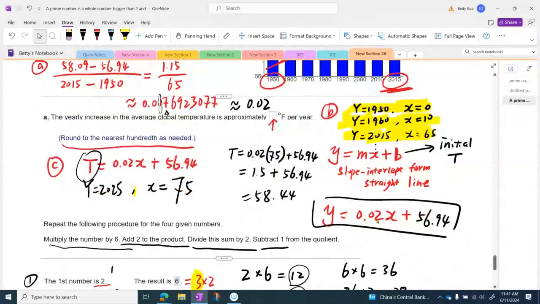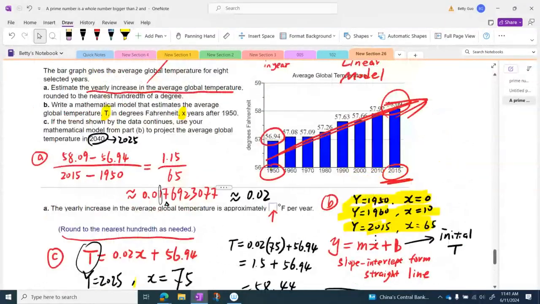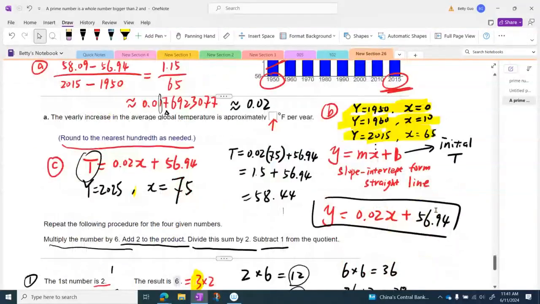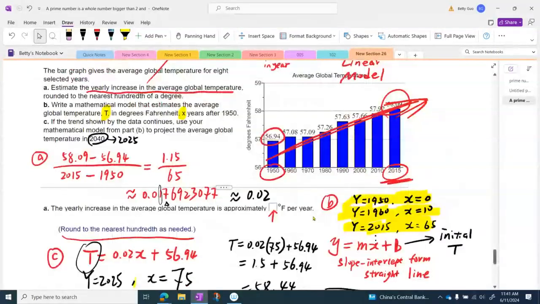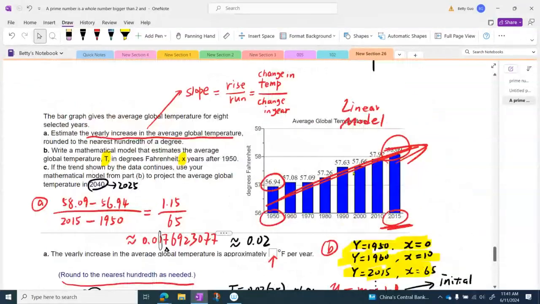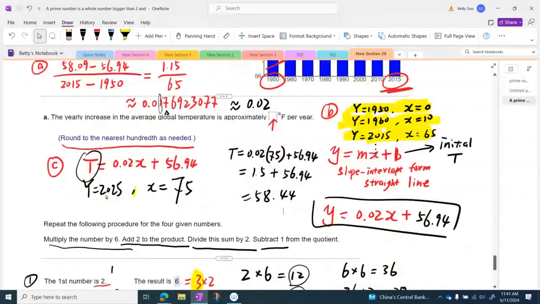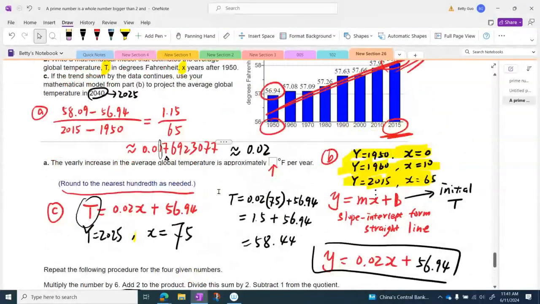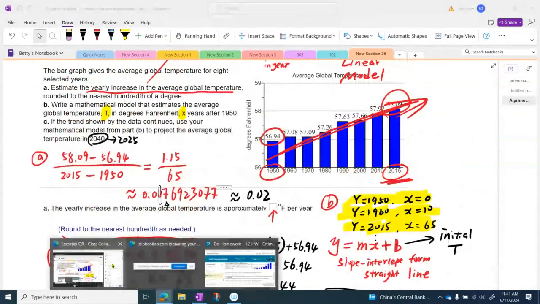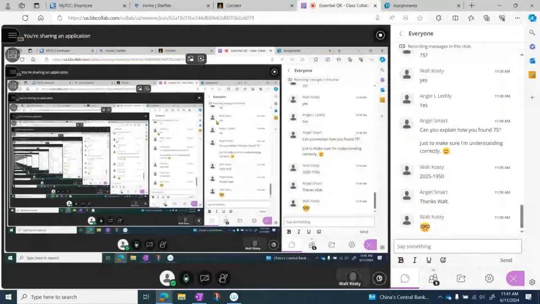Part B is to find the slope-intercept form of the straight line. Part A already gave you the slope. All you need to do is to find the initial year. So the initial year here is 1950. And then part C is to use the model to predict the temperature in the future years. The important thing is to figure out the value of x for a certain year, and then you plug in the value of x to find the predicted temperature. Let me know, is that clear?